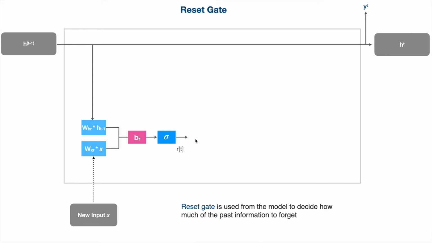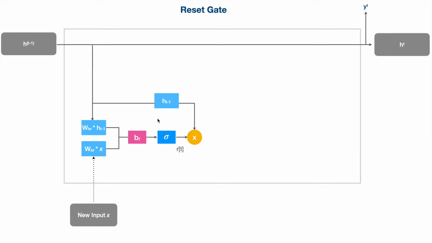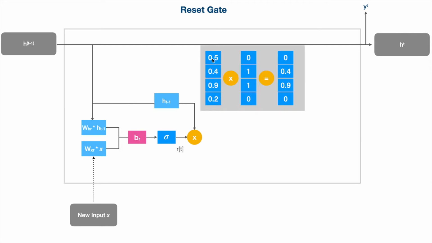So now we have the reset gate output here. Let's multiply that with the previous hidden state, and when we multiply this, since it acts as a gate, it will only let the required information pass. Taking an example, let's say these are the values from the previous hidden state: 0.5, 0.4, 0.9, 0.2, and then the output of the reset gate is 0, 1, 1, 0, and when we multiply, wherever there is 0, that information will be forgotten or reset, and wherever there is 1, only that information gets passed along.